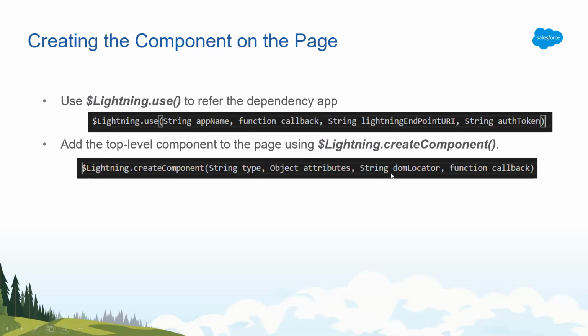And the third one is your DOM locator. This is very important. The DOM locator identifies where you have to place this component on your Visualforce page. So what you do is create, let's say, a div in your Visualforce page, and give an ID to it. You then mention that ID over here as your DOM locator, so that's exactly where your component will be loaded and visible.